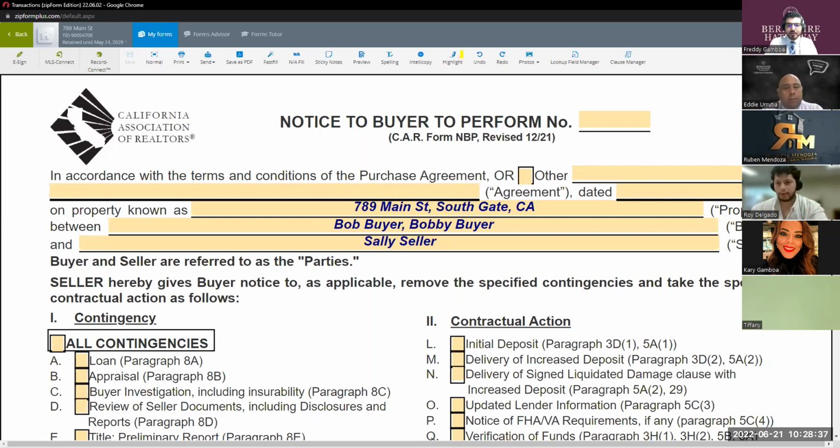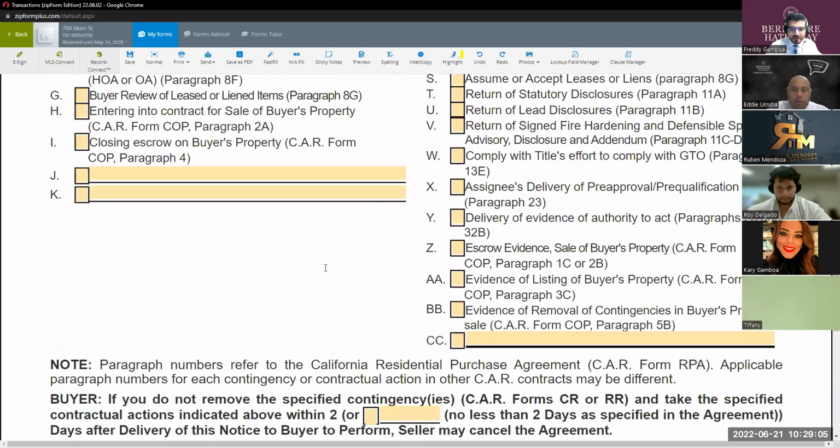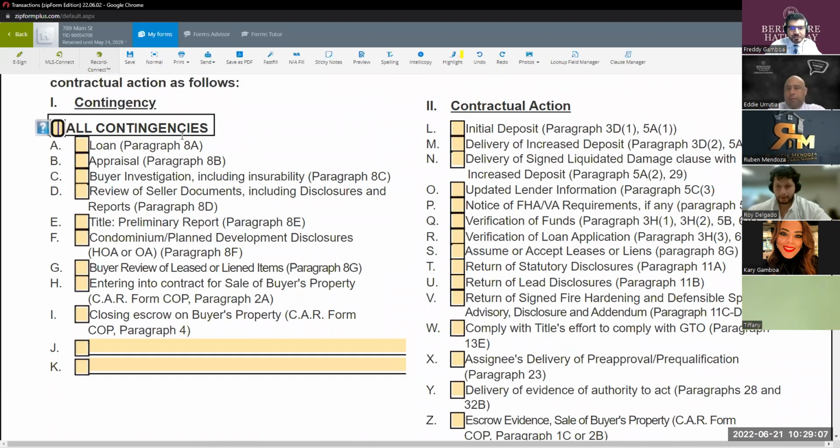Okay. So now going back to the C.A.R. form NBP, notice to buyer to perform. Yes. Now you can also have more than one, right? Keep that in mind. It all depends what the buyer needs to remove, right? All of them at once, or it could be as you go. So again, it could be the loan, the appraisal, buyer's inspections, investigations, the title preliminary report, HOAs, and so on. Now this is your contingency, this is a contractual action. Again, it could go from the beginning to the end or also in between.